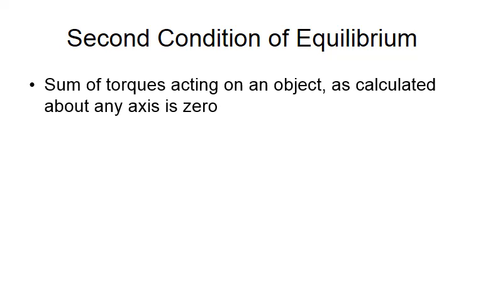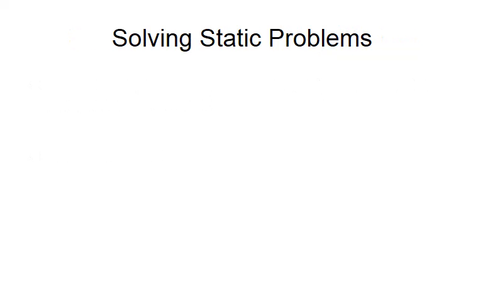Okay, so the second condition of equilibrium is that the sum of the torques acting on an object calculated about any axis is 0. And that means rotational equilibrium. So translational equilibrium was left to right. This means rotational, that all the torques balance out, so it's not rotating.